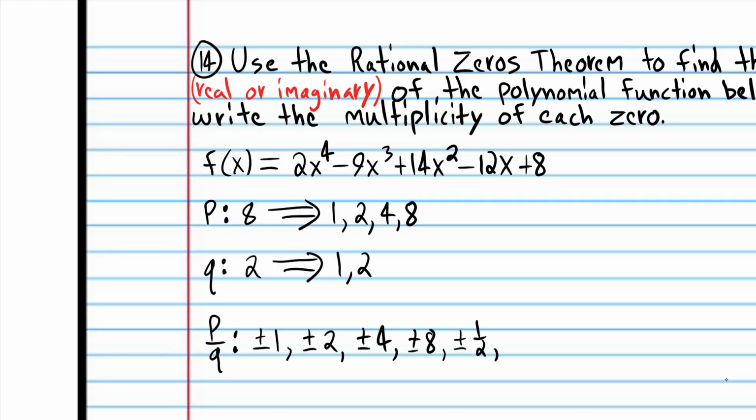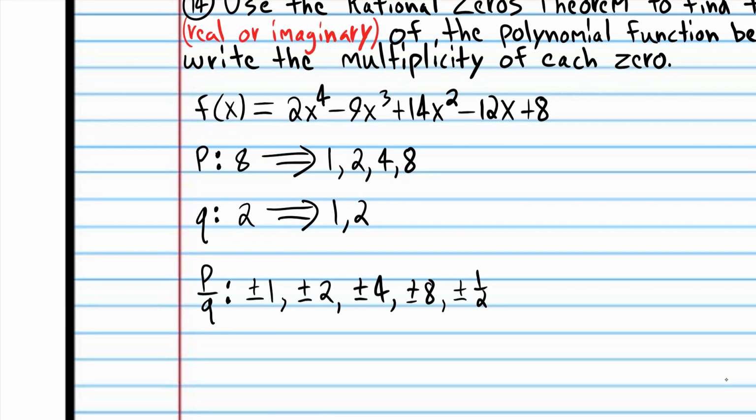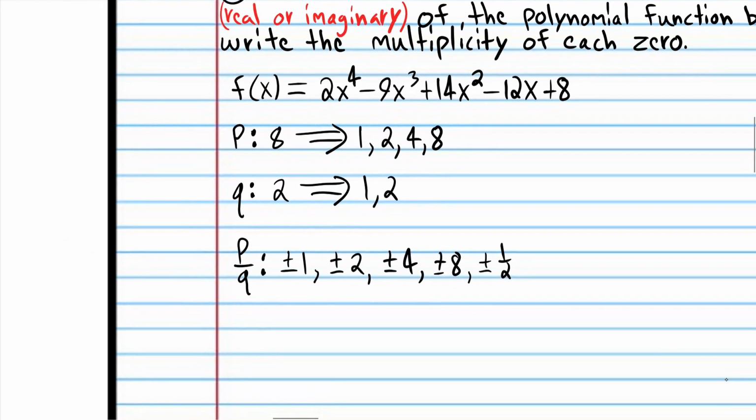Sorry, my computer's going kind of slow. And then 2 divided by 2 is 1. We already have that one. And 4 divided by 2 is 2. We already have that one. And 8 divided by 2 is 4. We already have that one. So those are all the potential rational zeros, if there are rational zeros.